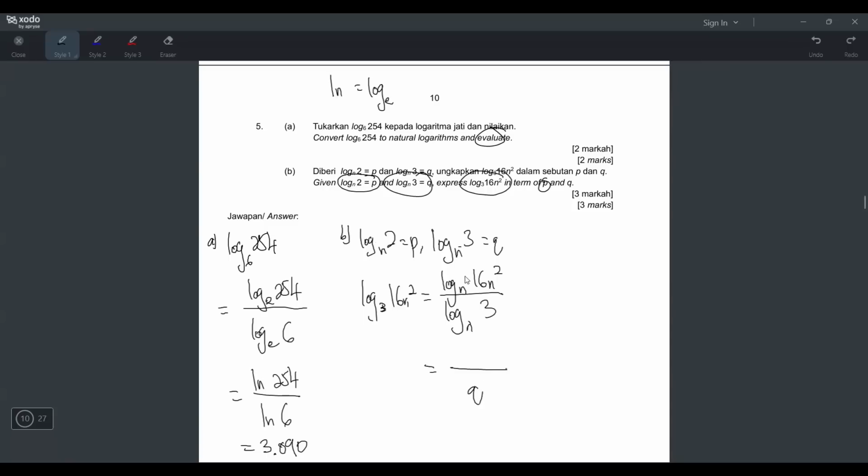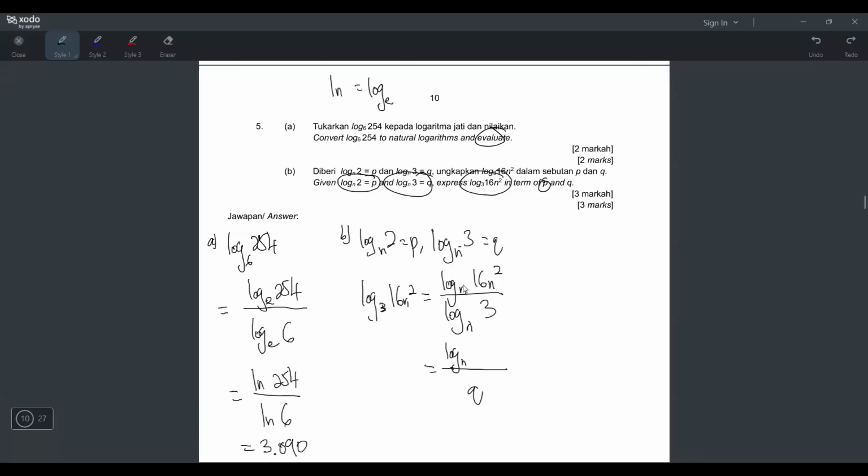But this is a harder one, what can you do? Can I write P like that? Cannot, confirm cannot. Because P is log 2 base n, and this is not log 2 base n. So you will try to change this thing so that you can change to P and Q later. So how will I change?